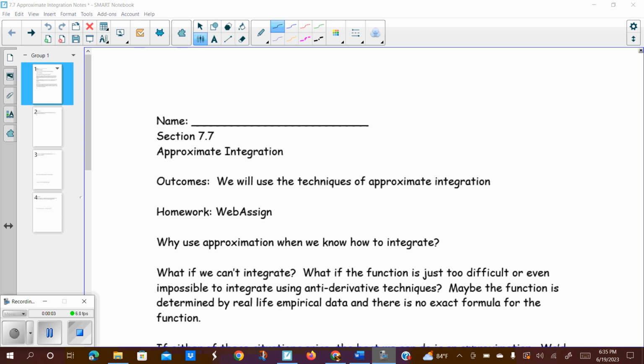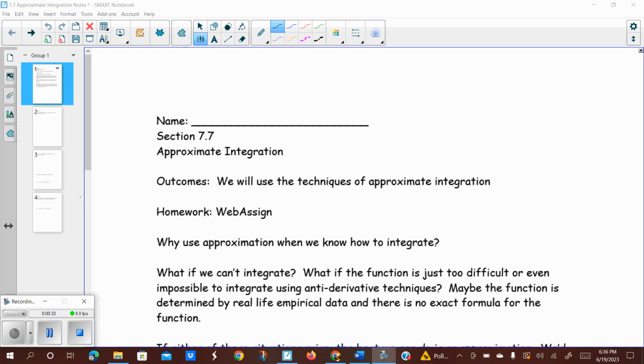Okay, so this is section 7.7. This is approximate integration. A couple of the topics in here are something that I cover when I'm talking about Riemann sums, pretty much right before the idea of integration comes into play. So it might seem like a bit of a repeat if you've already seen that in a prior section. And then there's one topic in here that is definitely something that has not been covered.